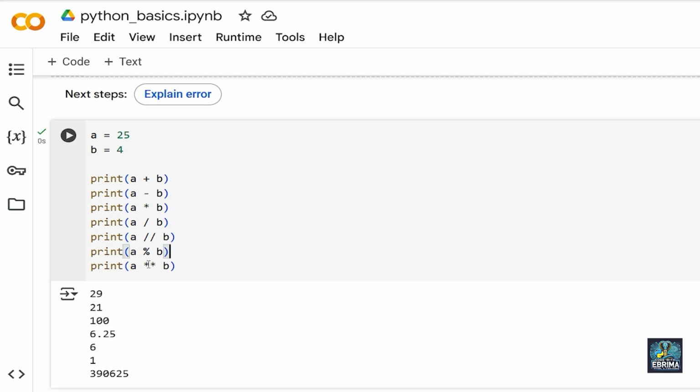Now let us look at the modulus operator. 25 modulus 4, it's going to be 1, right? Because 25 divided by 4, we get 6, remainder 1. That is what is here. Now if we take 25 to the power 4, we should get 390,625. So the mathematicians, please go ahead and prove it out. All right, so keep coding and see you on the other side.